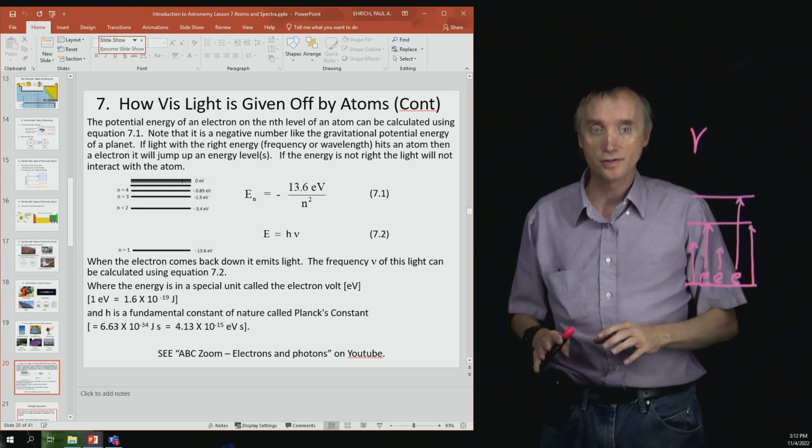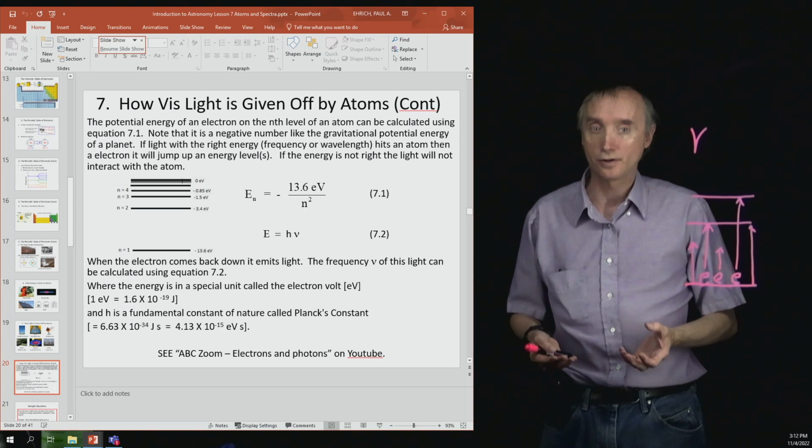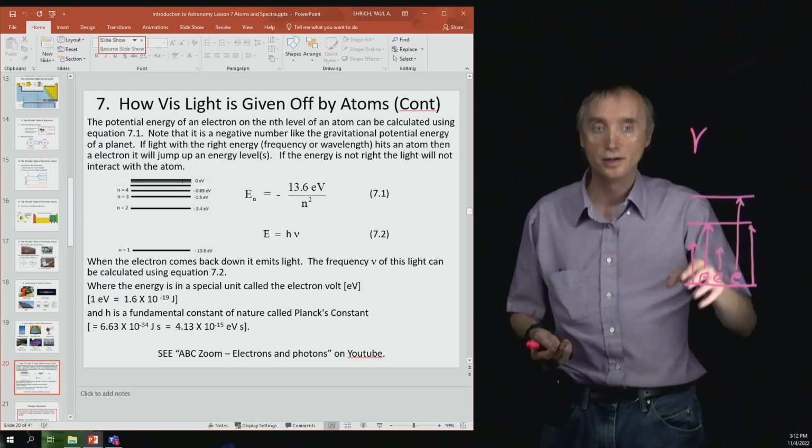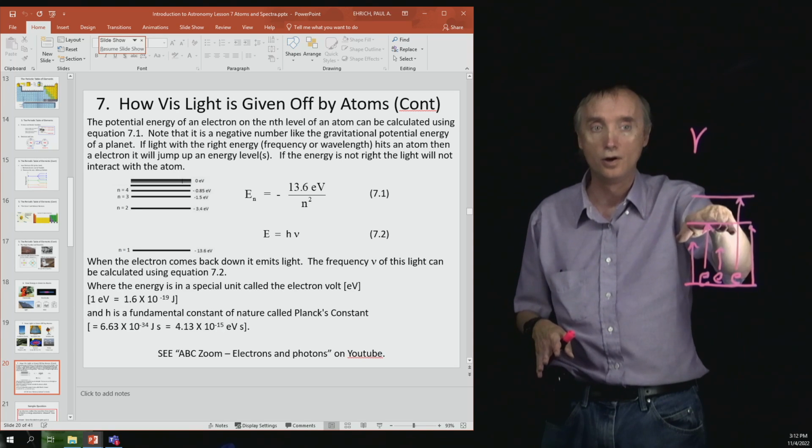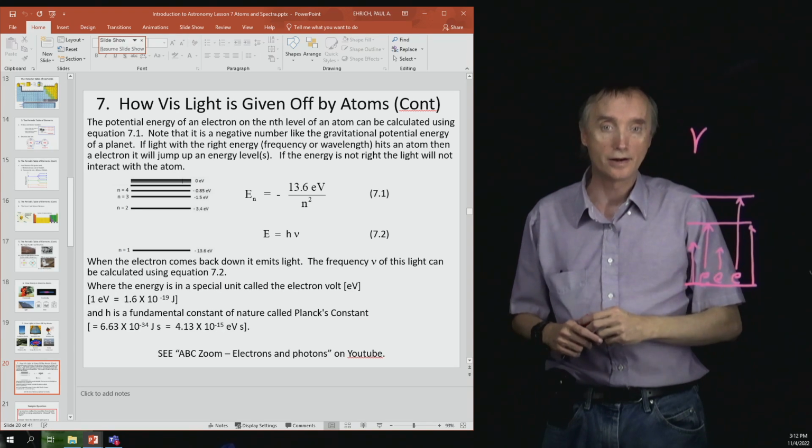So these electrons, they're very particular in what they do. It's an all or nothing type thing. They either jump to a level or they don't jump at all.